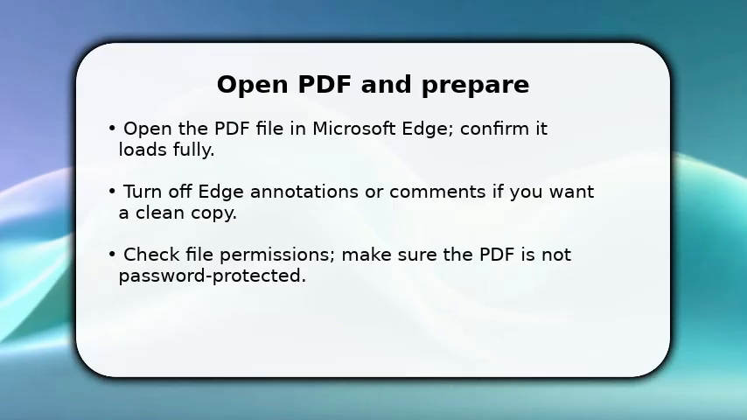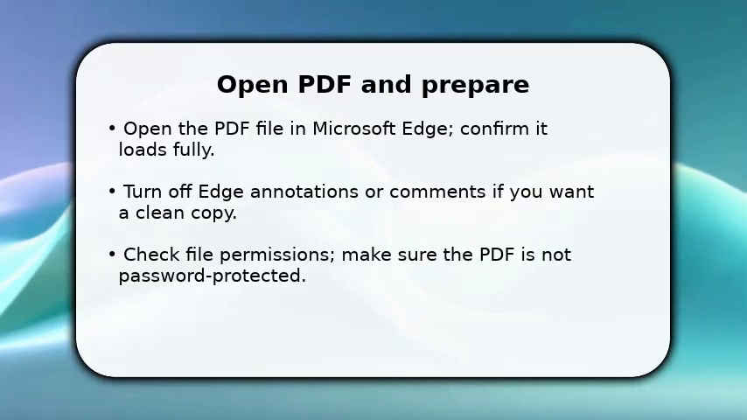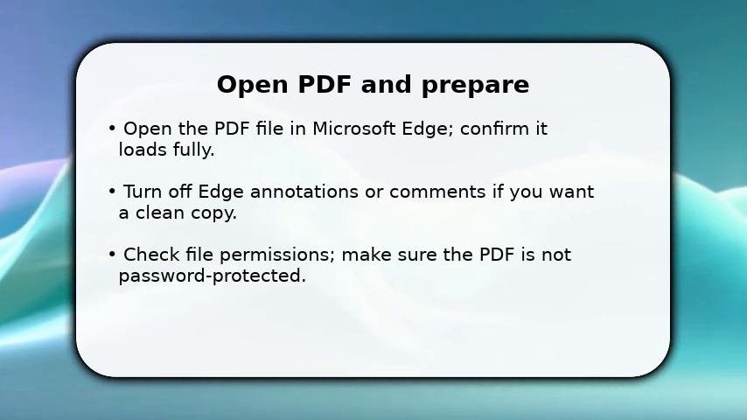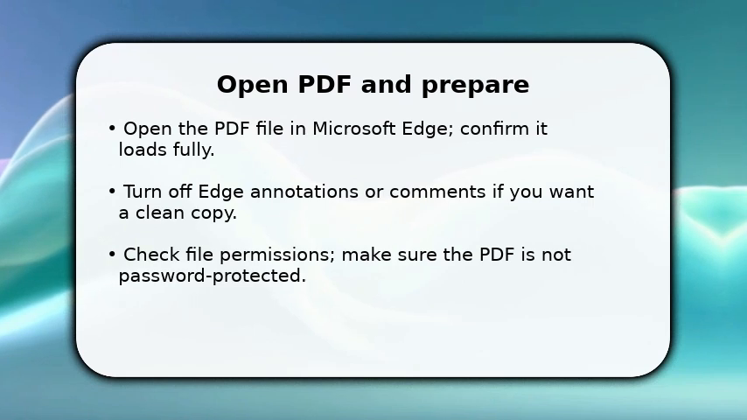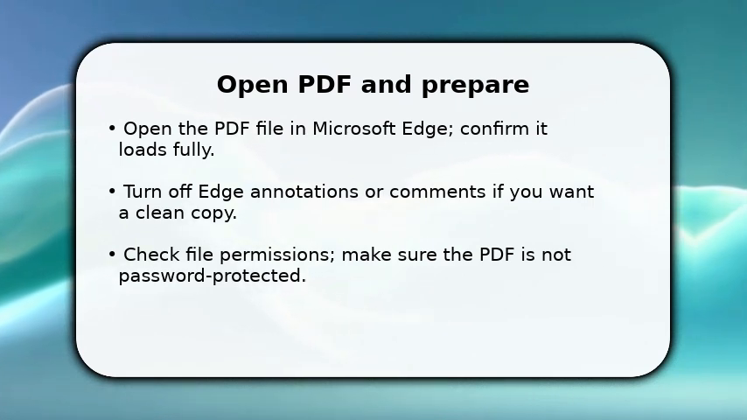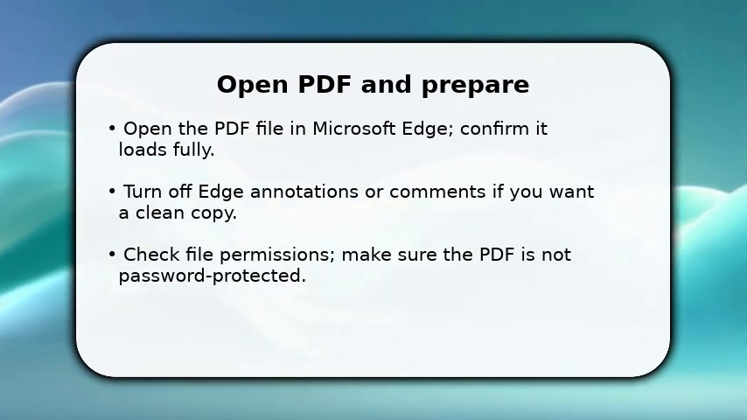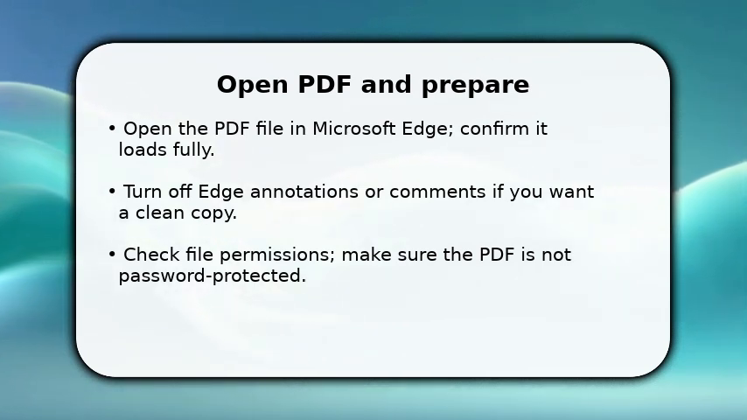You start by opening the PDF in Microsoft Edge and verifying it renders correctly. Once done, look for any annotations or comments and turn them off if you want a plain copy. This prevents embedded notes from becoming permanent. Make sure the file isn't password locked or restricted because that blocks export.